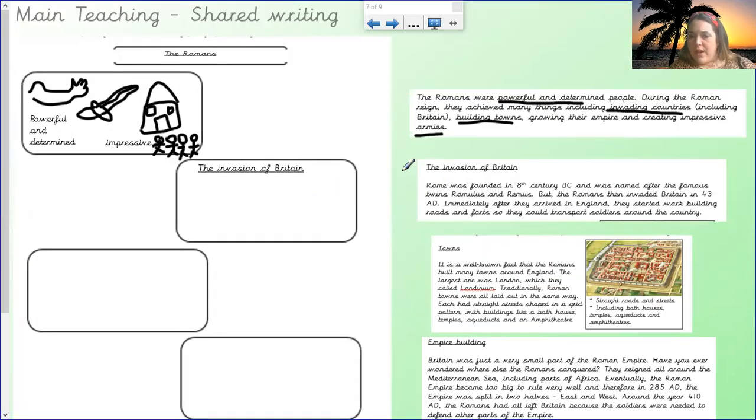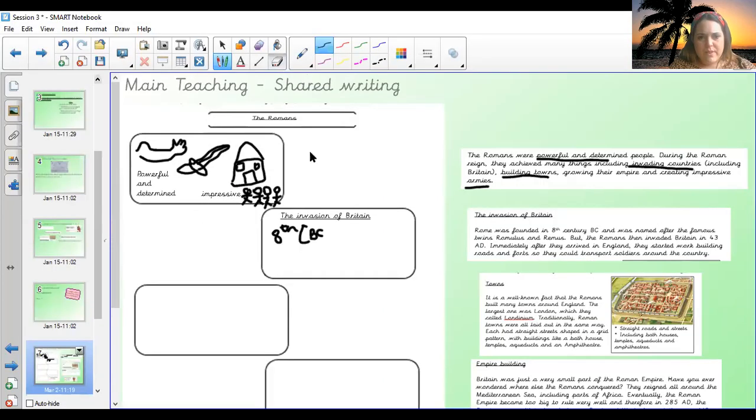Okay, Rome was founded in the 8th century BC. I'm going to write 8th. And then I'm going to write century, so C, B, C. Actually, I'm going to rub that bit out and I'm going to put a big C around the 8th. There we are, that's the 8th century BC. That's better.